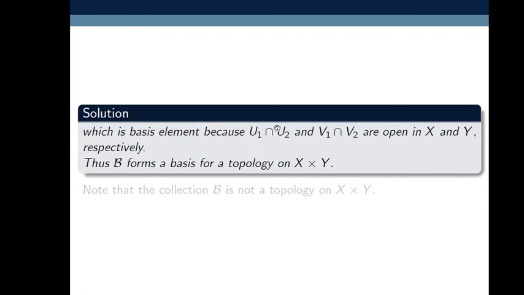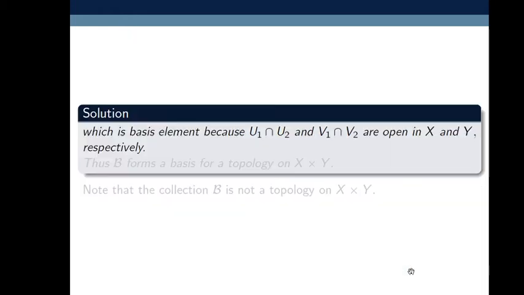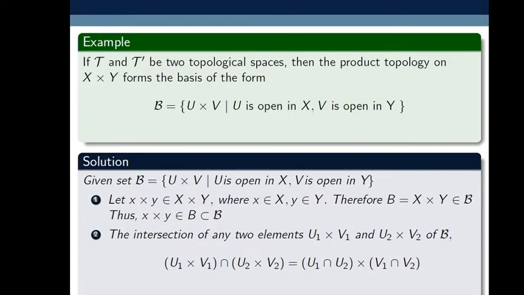So we know that the finite intersection of two open sets is also open. Similarly here, the finite intersection of two open sets is also open. So as these are open, that's why this belongs to where? Script B. So therefore the Cartesian product of U1 intersection U2 with V1 intersection V2 belongs to script B. Thus script B forms a basis for a topology on X times Y. So here we proved this script B forms a basis for a topology on the Cartesian product of X and Y.